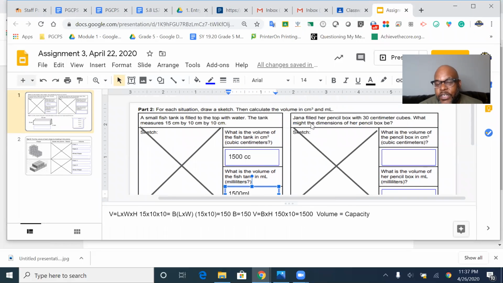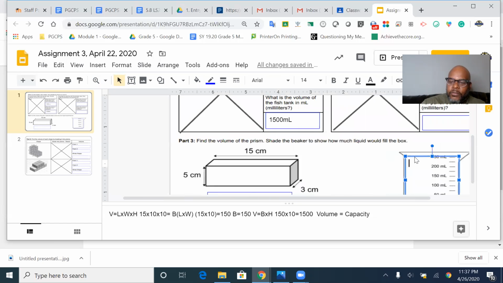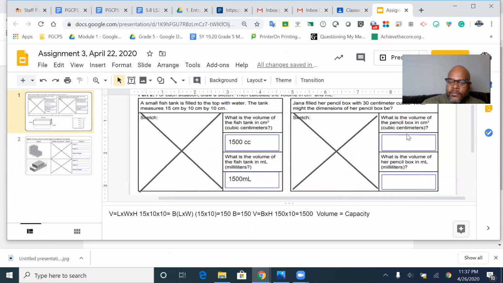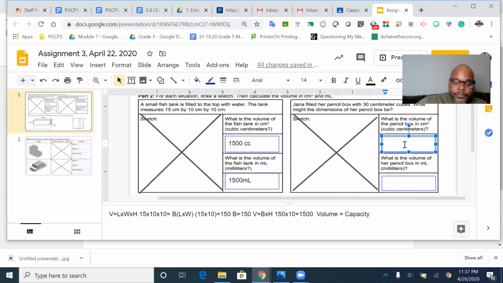The next one says Jana filled her pencil box with 30 centimeter cubes. What might the dimensions of her pencil box be? Well, we said we didn't have to sketch it out. So what is the volume of the pencil box? Well, we said that the centimeter cubes are equal to cubic centimeters. So the answer is going to be 30 centimeters cubed. All right, what's the volume going to be in milliliters? Well, we know that milliliters is equal to centimeters cubed.